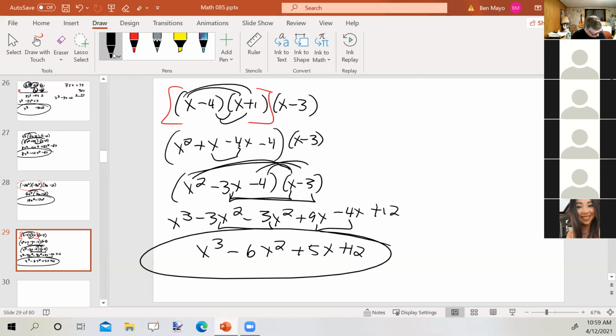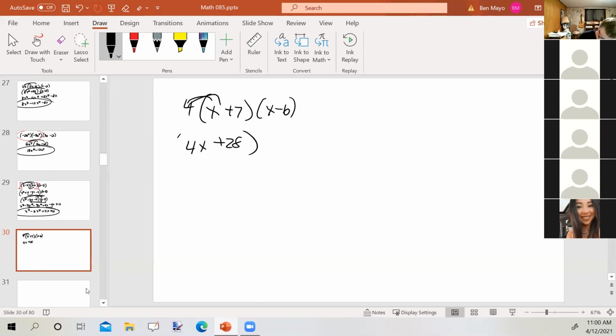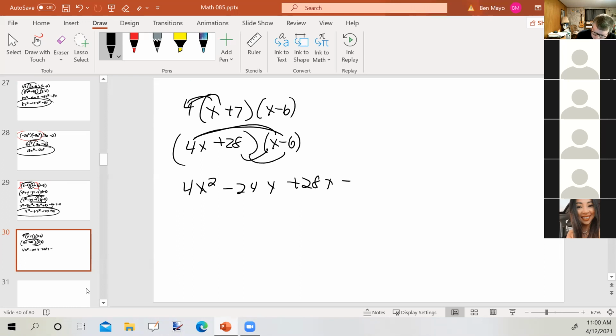Okay, let's see here. All right. This is 4 times x plus 7 times x minus 6. So we're going to distribute the 4 to the first binomial, 4x plus 28, then take the results and distribute it or FOIL it to the next binomial, 4x squared minus 24x plus 28x minus 168. So 4x squared plus 4x minus 168.